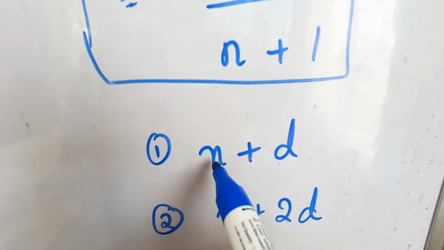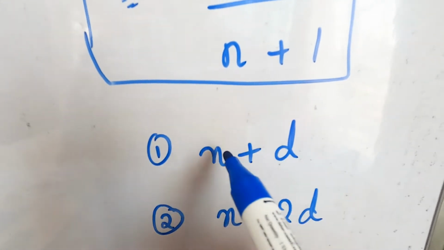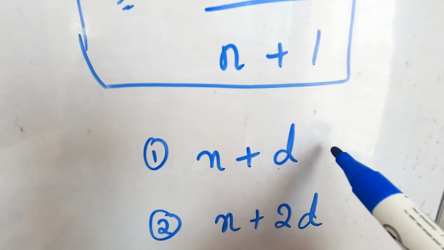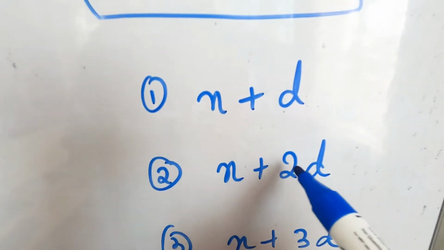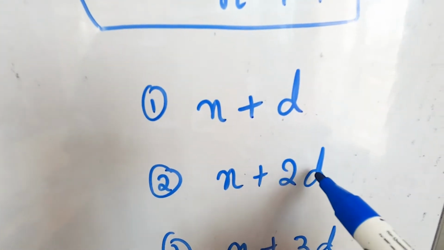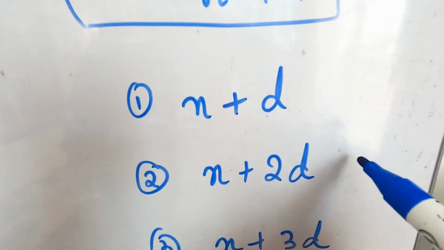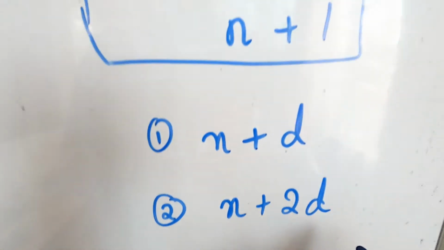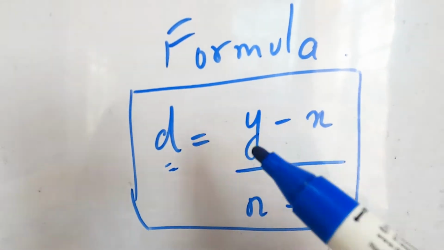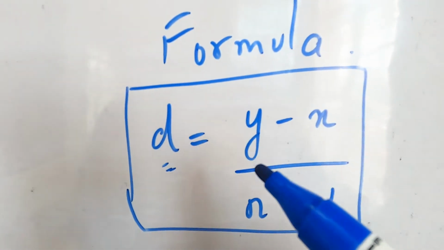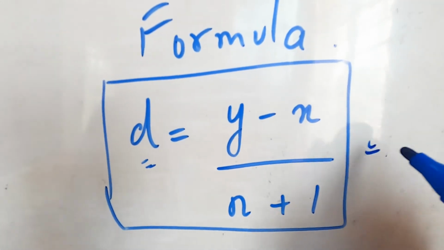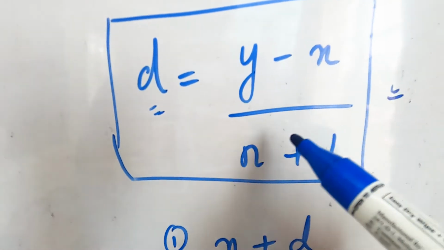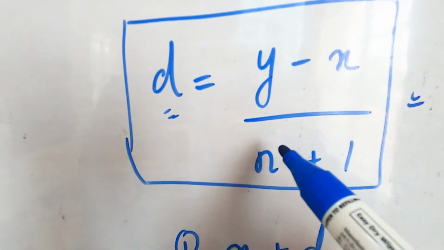All right, suppose x is 5 and d is 2, so 5 plus 2 will be 7. So the first rational number will be 7. Here will be x plus 2d, so 2 into 2 will be 4, plus 5 it will be 9. So the second rational number will be 9, and so on and so forth. So if we need to find more than one rational number, we have to use this formula. So d is equal to y minus x divided by n plus 1. So I will explain to you regarding n.